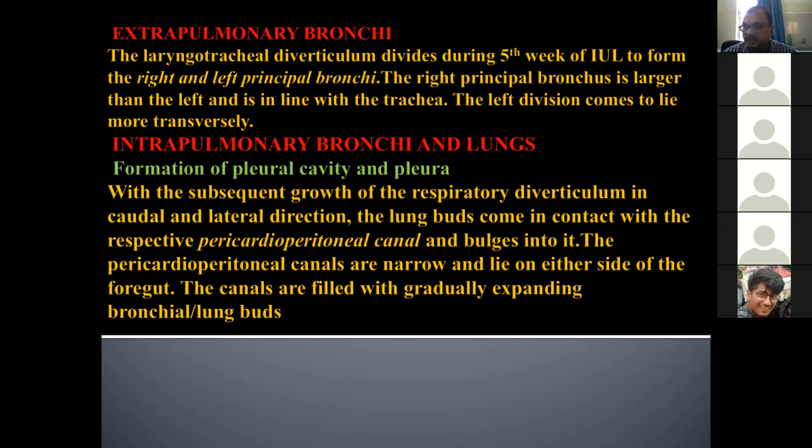So in the beginning of development, on the right pericardial canal, the right lung bud will penetrate, and into the left pericardio-peritoneal canal, the left lung bud will penetrate, and after penetration, multiplication of cells will take place and formation of various parts of the lungs will take place.